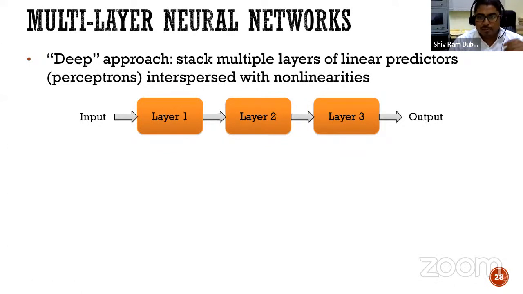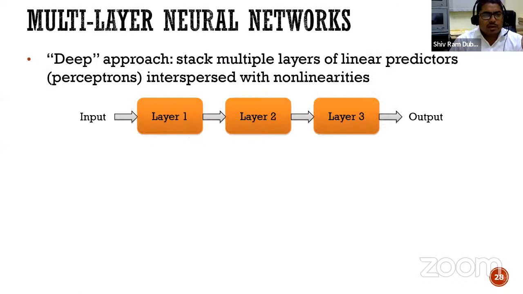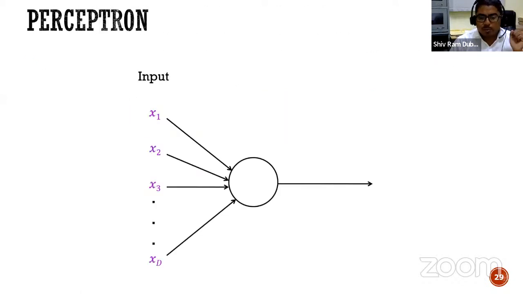We can apply these transformations multiple times, in multiple layers, and that gives rise to the deep approach where we have a stack of multiple layers. It can be linear and even nonlinear, made of linear predictors, called perceptrons or neurons, interspersed with nonlinearities. So now let's come to the perceptron. What is the perceptron? The perceptron is the smallest building block in any neural network.